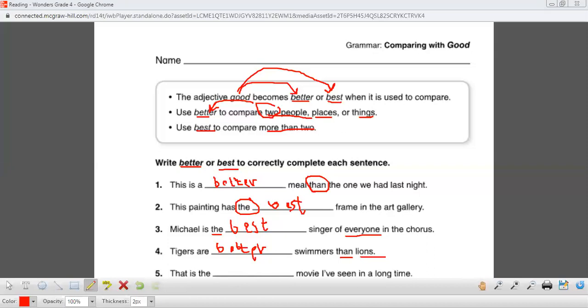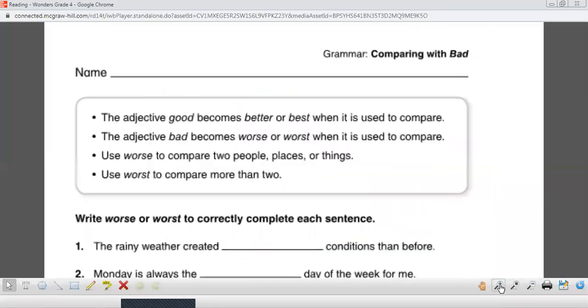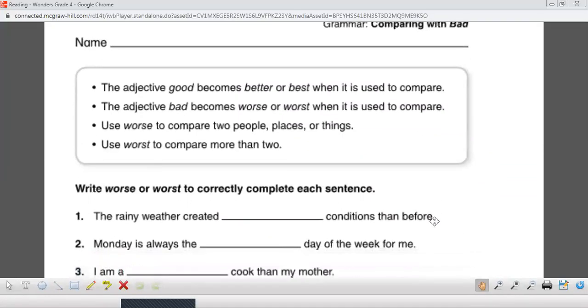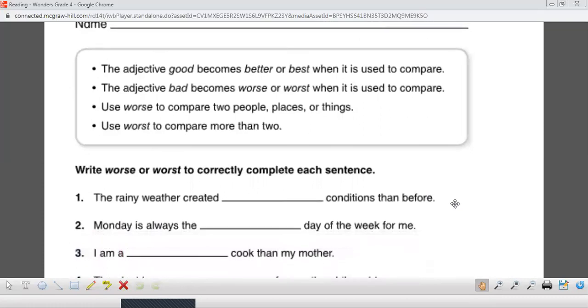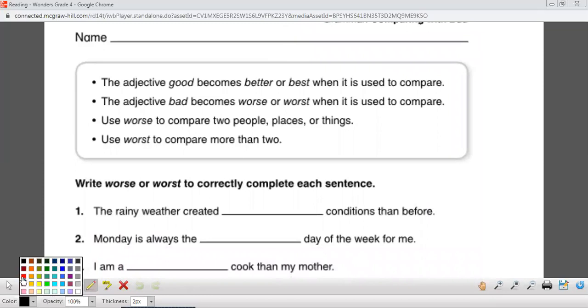I think it is here. Yeah, here it is. Although bad is a different case, it has the same principle as good. Maybe using the blue for bad.